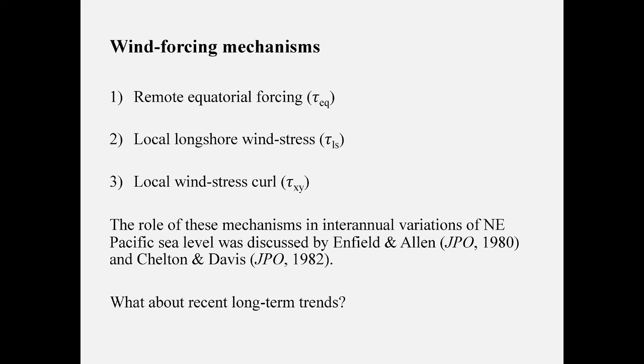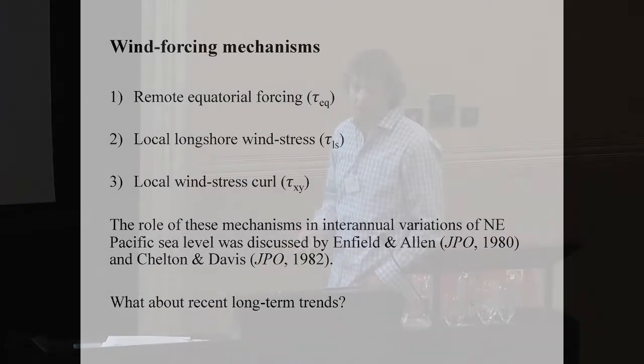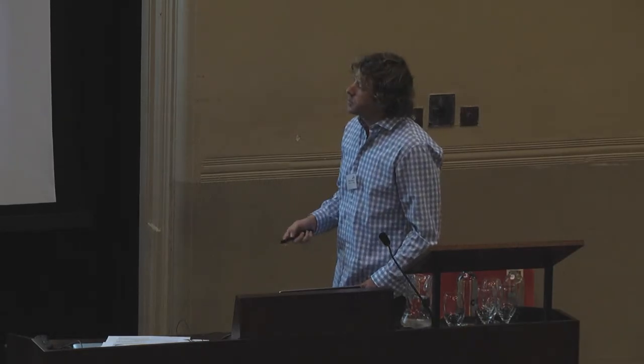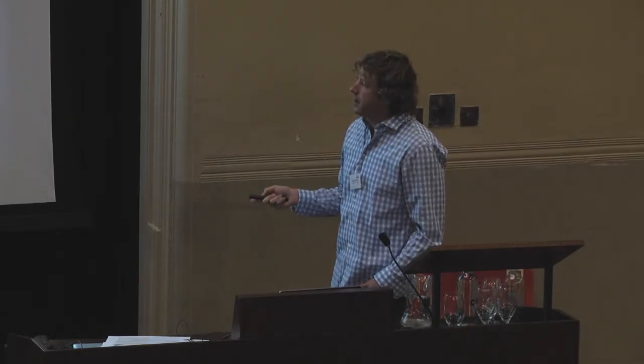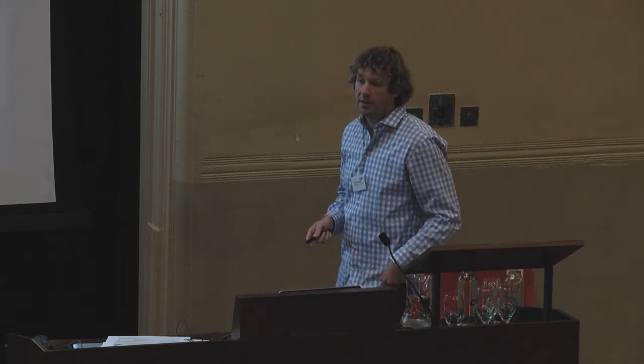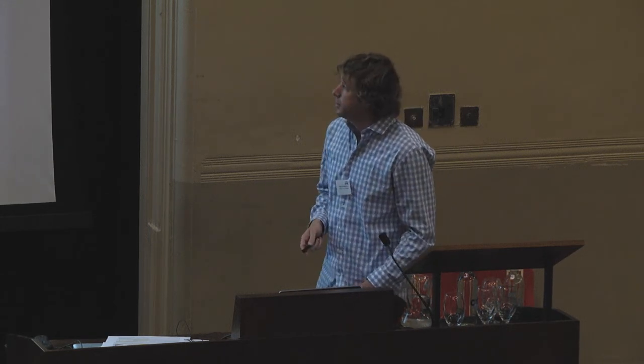And so this has been done actually, I'm sure many of you know, in this region, but for interannual variability in the context of ENSO by Enfield and Allen and Shelton and Davis in the early 1980s. So we wanted to extend what they did and look at longer term trends, in particular the recent trend, that flattening in the coastal sea level change there in the Northeast Pacific.